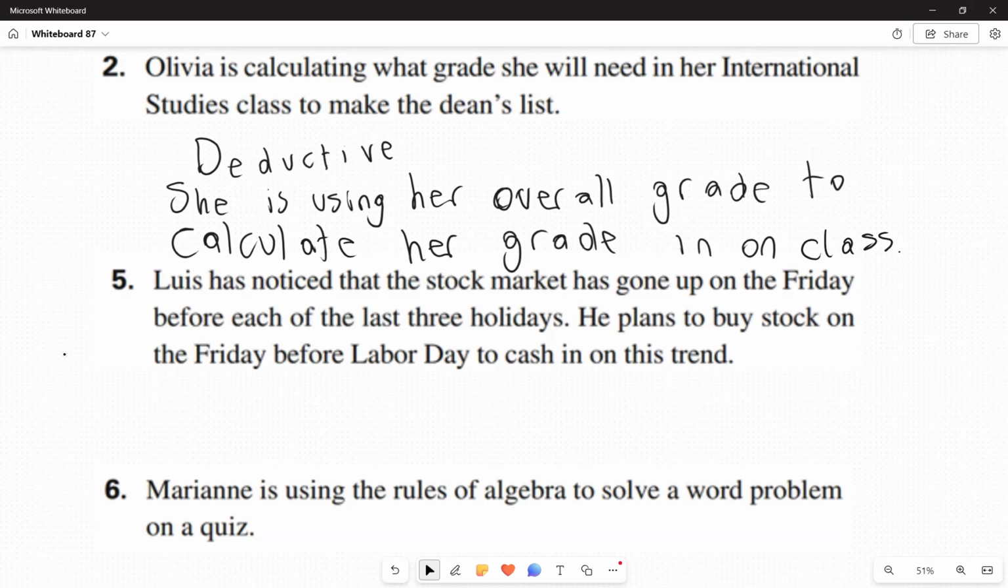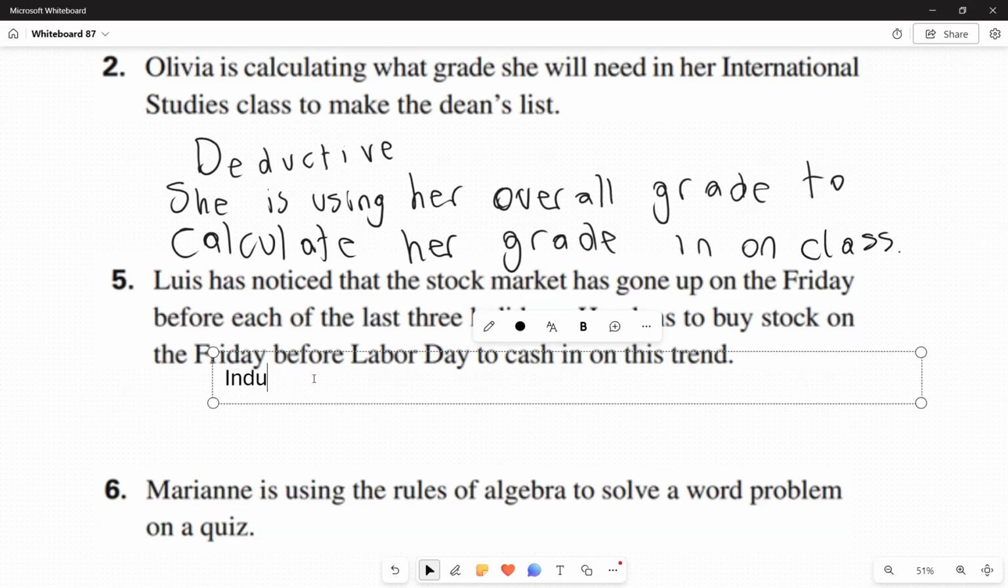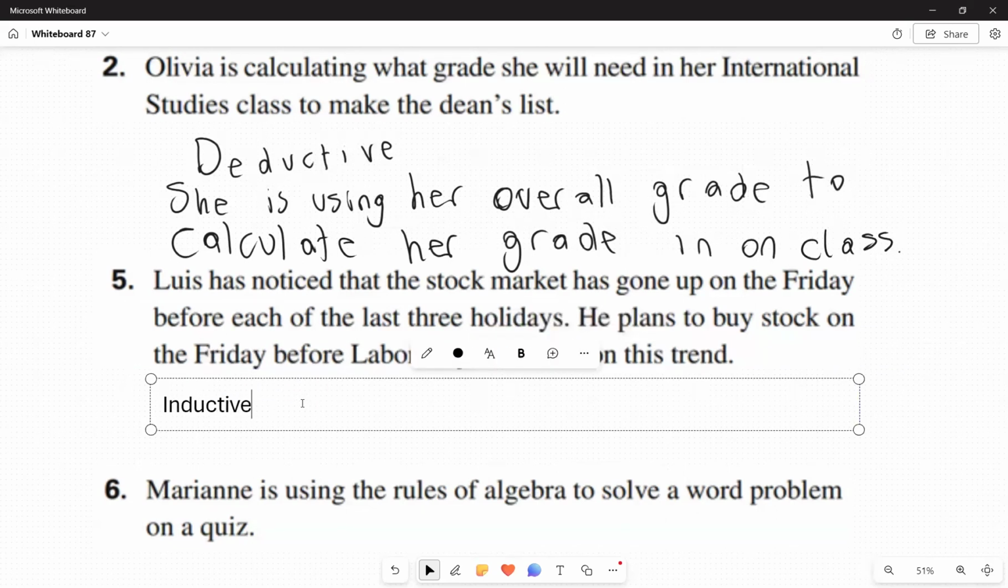So even if that happened on every Friday before the last holiday for many years, that would still be inductive reasoning. Those are still specific dates. So this is inductive because Luis is using specific dates to determine whether he should buy stock. It's inductive because he's using particular results to make predictions.